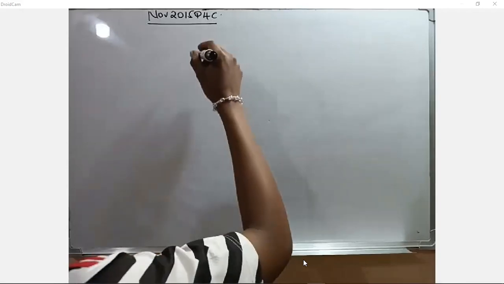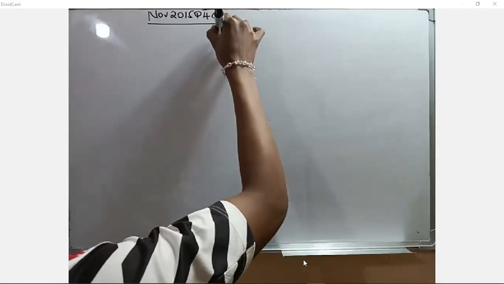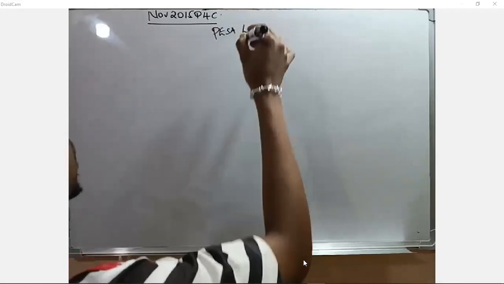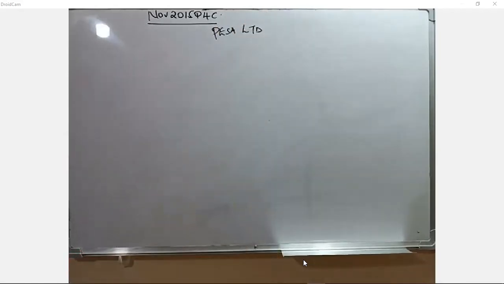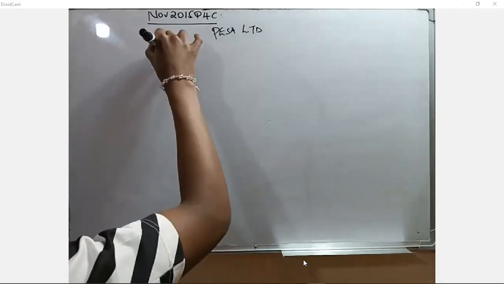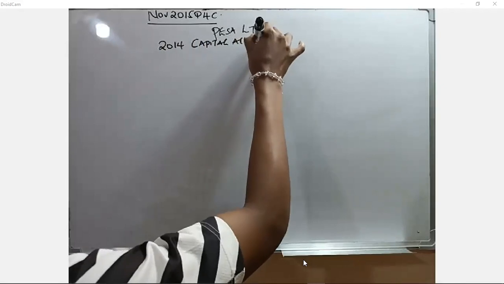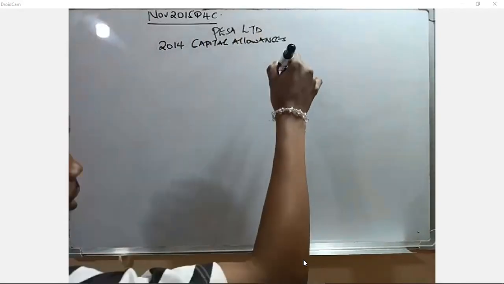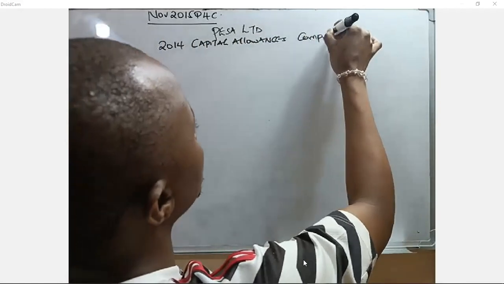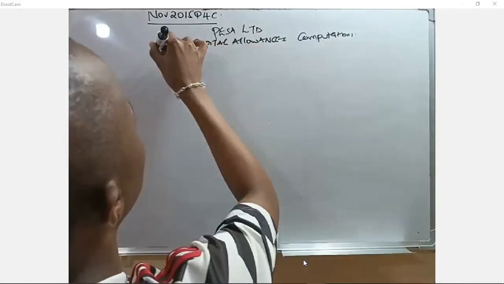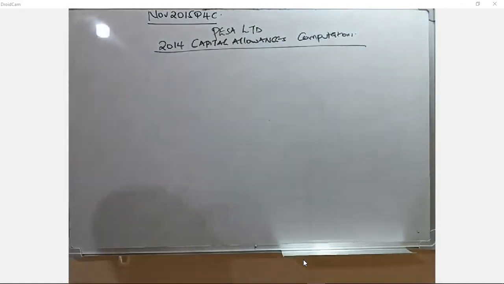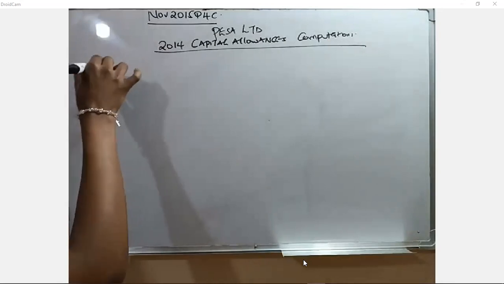The first thing that you have to do is write the title. We are discussing Pesa Limited, and we are doing the capital allowances for the year 2014. So here you write down 2014 capital allowance computation. Because I told you that at your level the examiner normally focuses on the first 3 that we have tackled, I will start with ID, investment deductions.